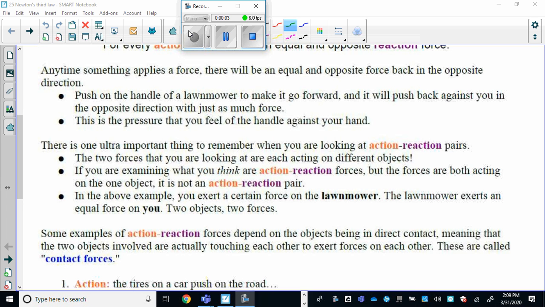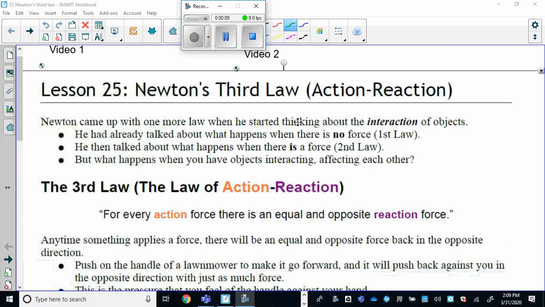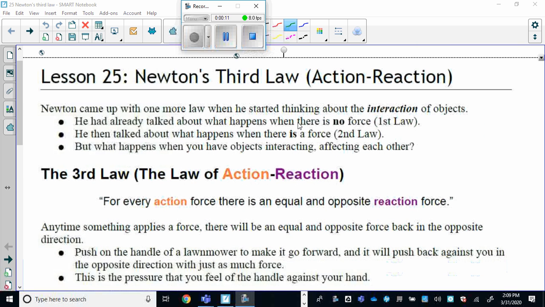Okay, hello, Marissa, and anybody else who is interested in lesson 25. Probably one of the most misunderstood concepts in physics 20 and one of the most difficult to understand. So we'll go through it and see if we can clear things up. It's Newton's third law. For every action force, there is an equal and opposite reaction.